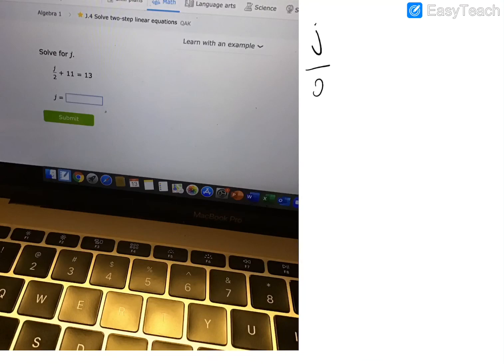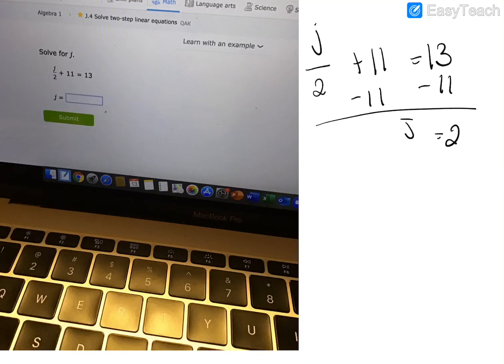So we're going to have one of these divisions again. So we know we want to get rid of additions or subtractions first. So we're going to start by subtracting 11 from both sides. Two equals j over 2. So something divided by 2 gives us 2. Now we have a division. We want to undo division with multiplication. These cancel. J equals 4.